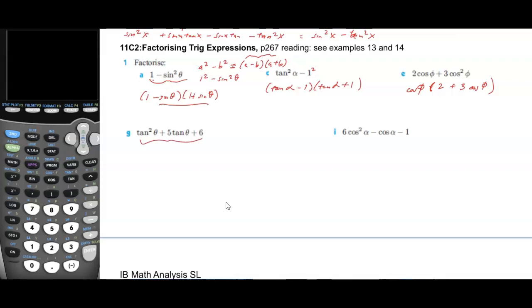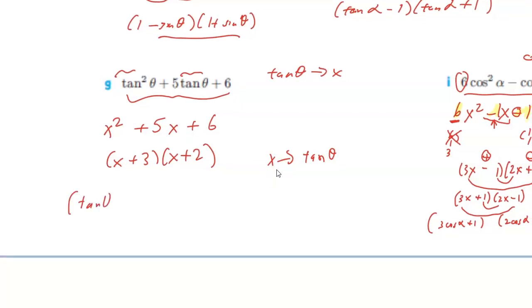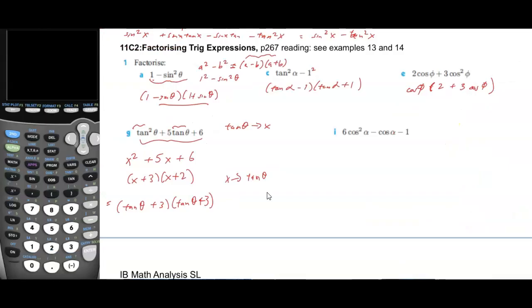Oh, so this one, remember these? So now what we need to do is say, okay, we've got a quadratic here. This is pretty hard to do without substituting some stuff. So let's change our tangent thetas into x so it looks something more familiar. So tangent squared theta becomes x squared. Tangent theta becomes x, and 6 is 6. Oh, now we can factor this. Right? So now we'll just replace the x's back with tan theta. So that would be tan theta plus 3 and tan theta plus 2. And we're done.